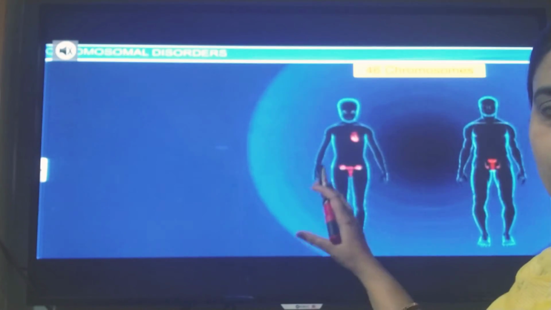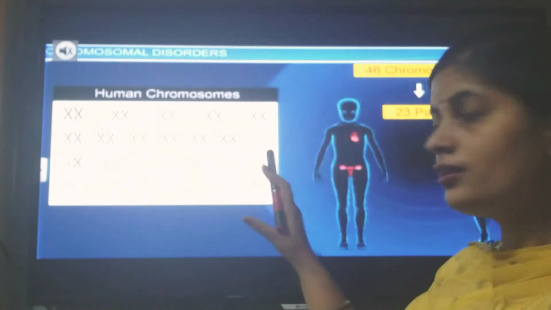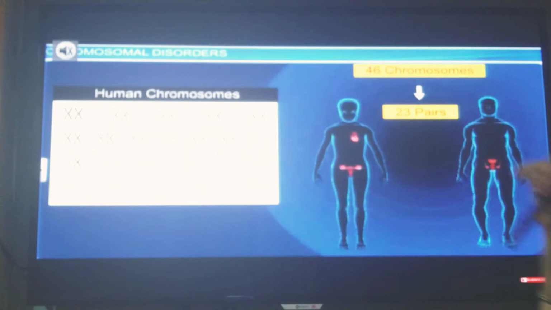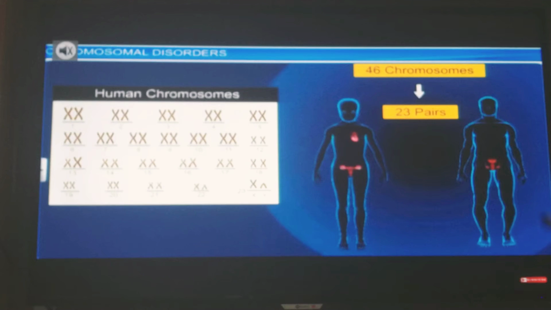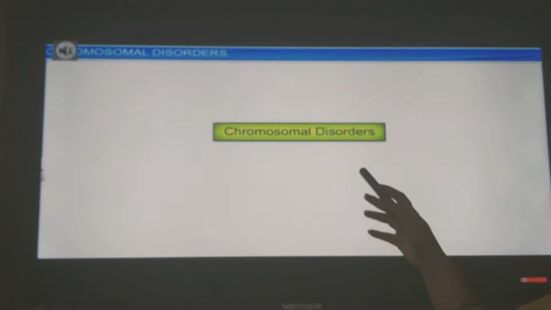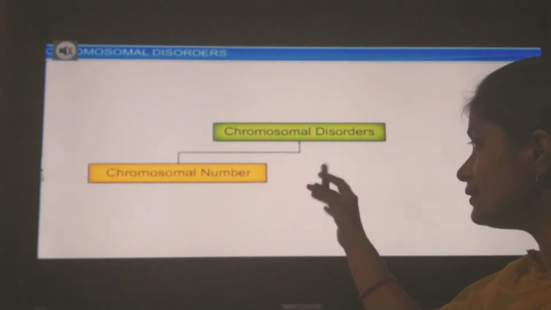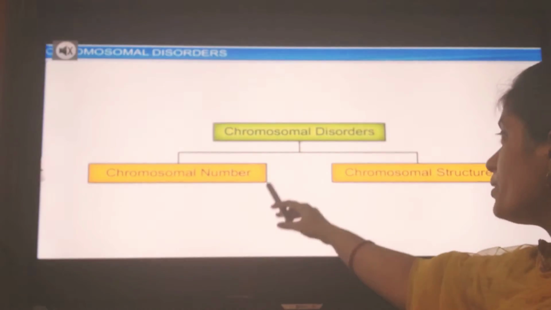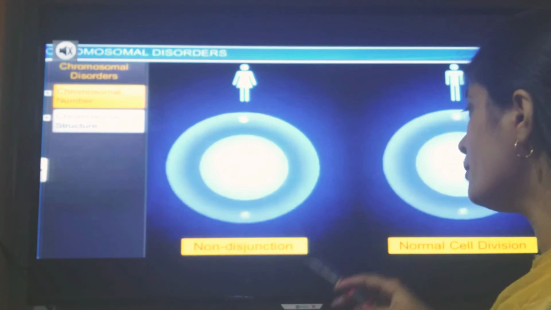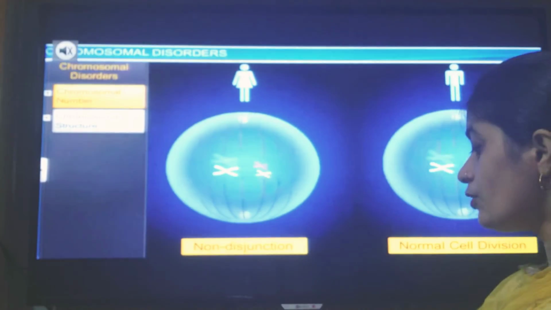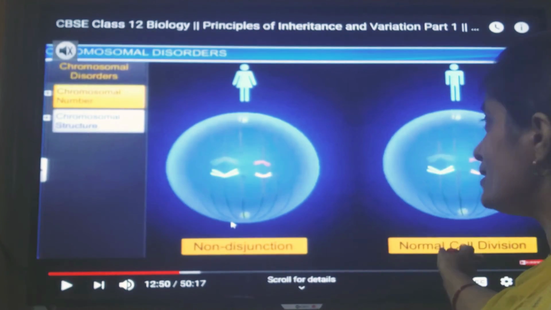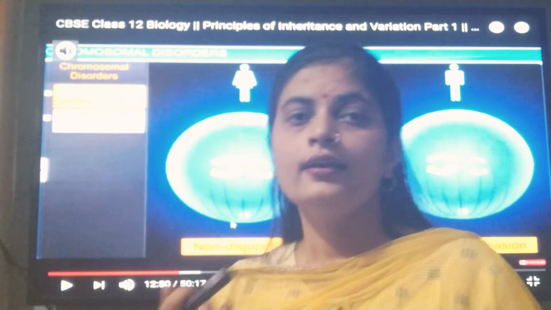In normal human beings, we know how many chromosomes there are: 23 pairs. The last one is the sex chromosome, XY. A normal individual has 23 pairs. But what happens in the case of a chromosomal disorder? The number gets fluctuated. How? Either the number or the structure of the chromosomes gets disturbed. Here it is said on the basis of chromosomal number. It could be non-disjunction or normal cell division. How does the chromosomal number get affected?